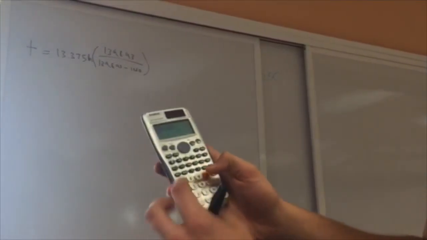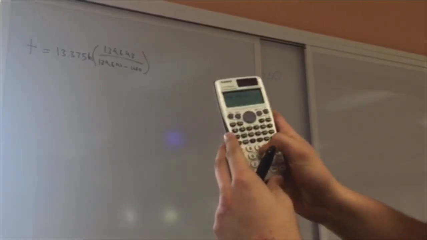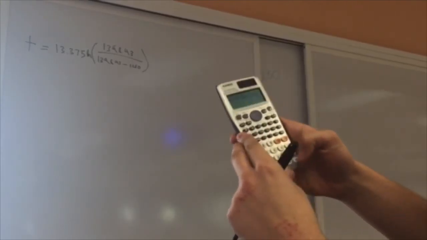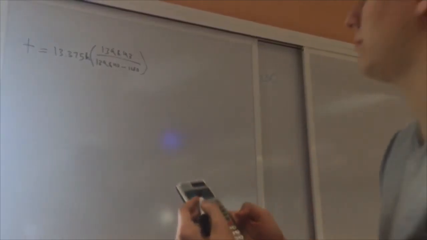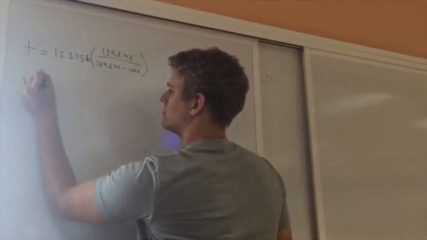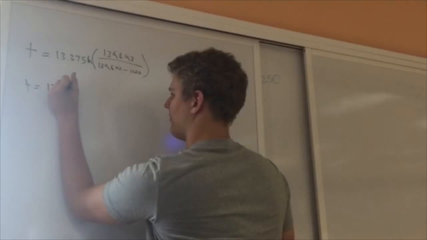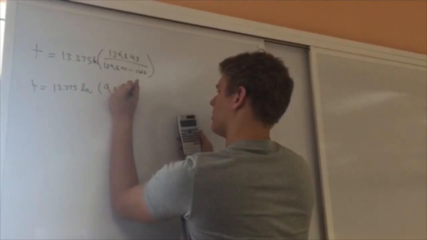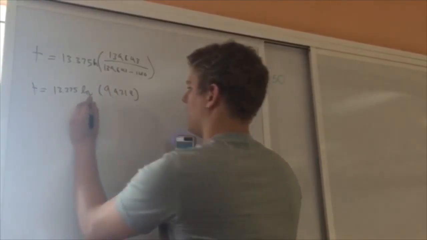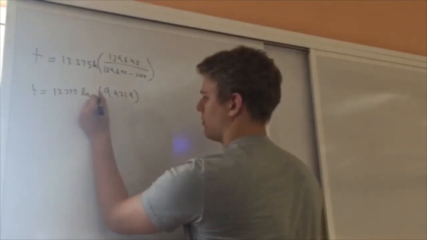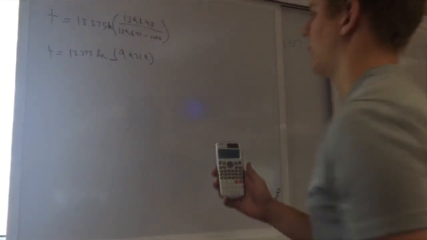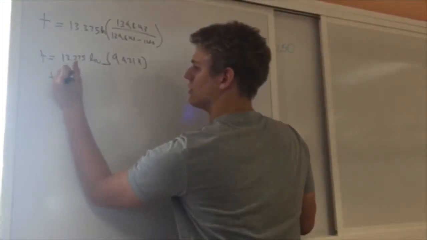You get a calculator: 1398.43 over the subtraction 1398.43 minus 1250 is 9.42. So T is equal to 13.375 natural logarithm of 9.4214, rounded to 4 digits. Parenthesis goes first, so ln of the answer goes 2.24.